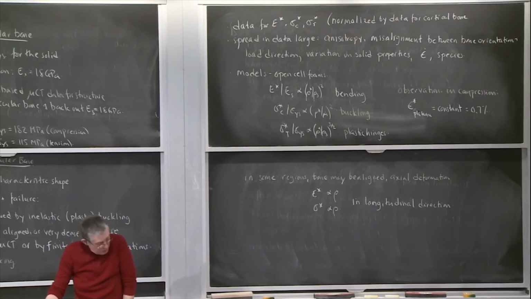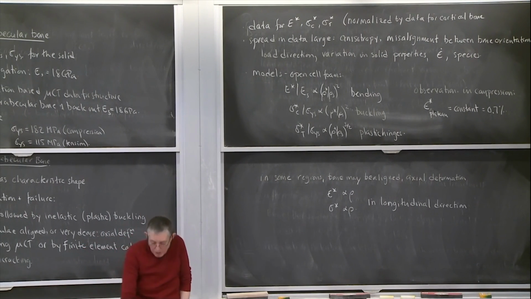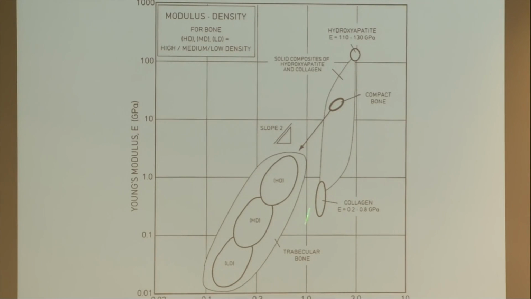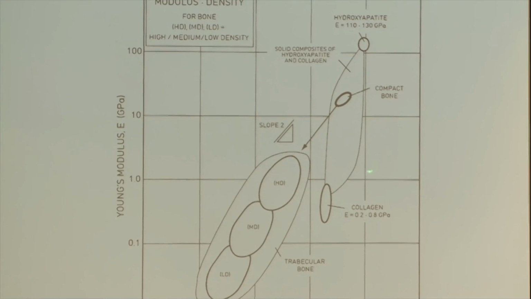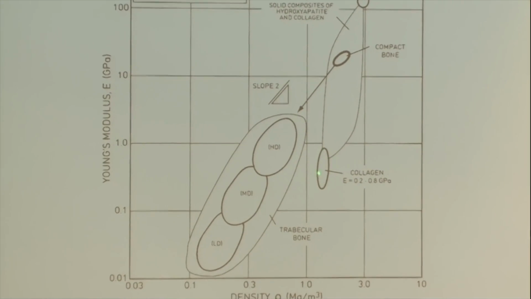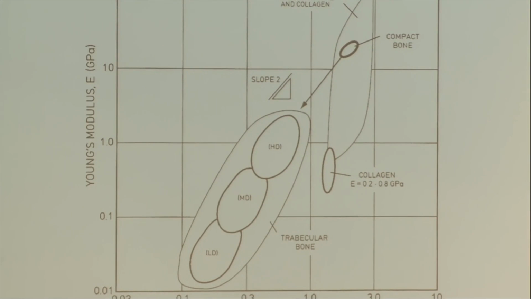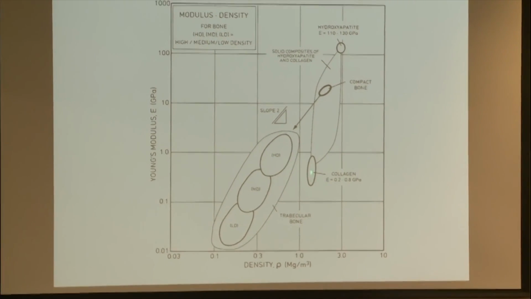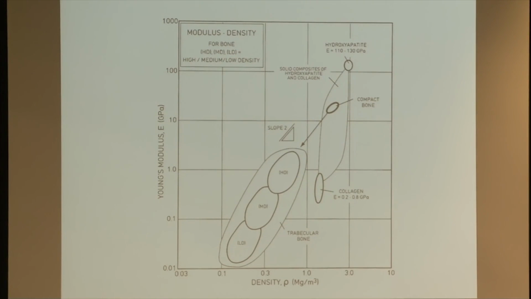Then finally, I wanted to finish up the bit on the modeling by making one of these plots a little bit like we did for wood. So here's the Young's modulus of bone plotted against the density. The trabecular bone is down here, sort of the lowest density. And then this is the collagen that's in the solid part of the bone, and this is hydroxyapatite, the mineral. The modulus of hydroxyapatite is around 120 gigapascals, and the modulus of collagen is somewhere around 5. If you make composites of collagen and hydroxyapatite, their moduli are going to be in this kind of envelope here. And compact bone, the modulus fits in around here. Remember I said it was around 18 gigapascals.